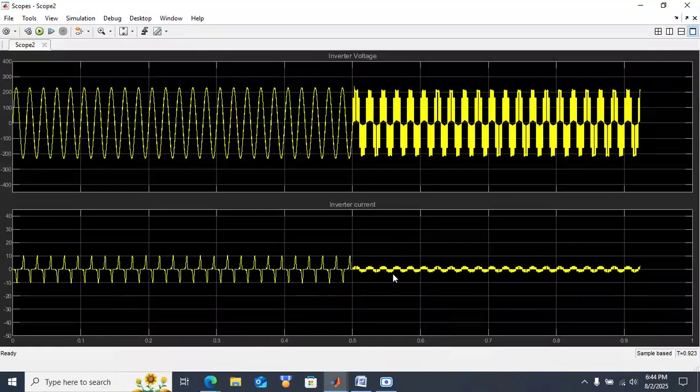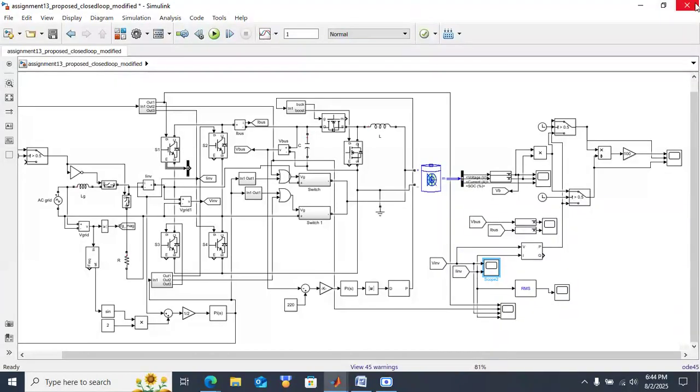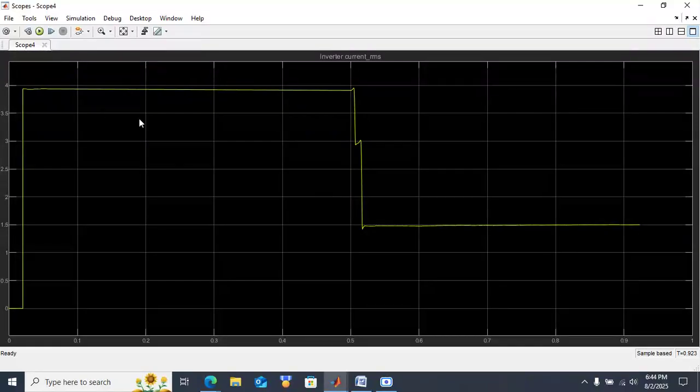And the second one is the inverter current. Here this is the RMS value of the inverter current. Initially it is around 4 amps. After that, when the battery is discharging, it is 1.5 amps. It will increase according to the load.